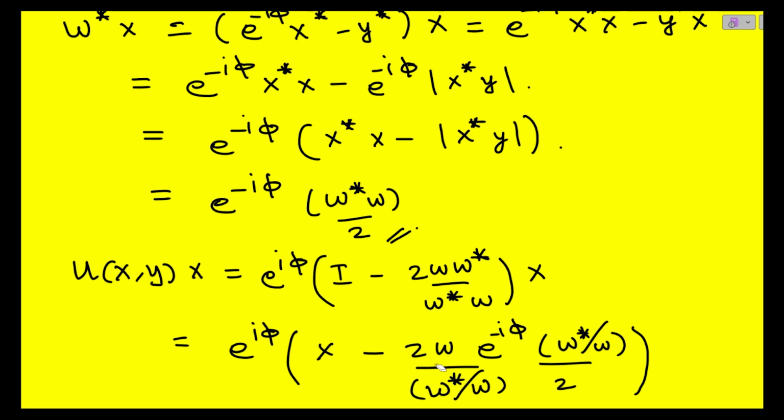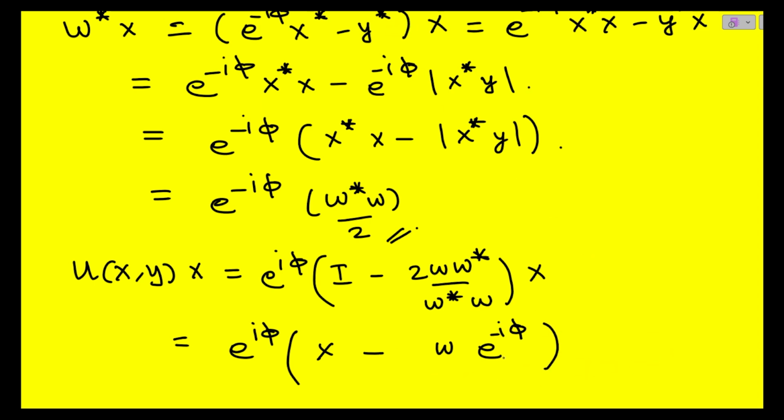So it gets cancelled, so let's just erase them. The 2 will get cancelled as well, 2 and 2 here. And so what you're left with is x minus w times e to the power minus i phi, right?